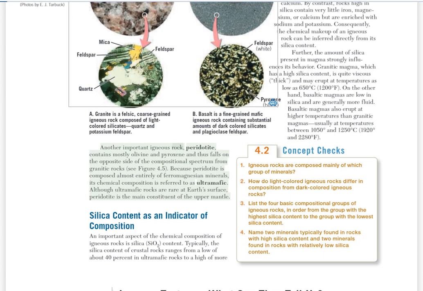Another important igneous rock, peridotite, contains mostly olivine and pyroxene and thus falls on the opposite side of the compositional spectrum from granitic rocks. Because peridotite is composed almost entirely of ferromagnesian minerals, its chemical composition is referred to as ultramafic. Although ultramafic rocks are rare at Earth's surface, peridotite is the main constituent of the upper mantle.